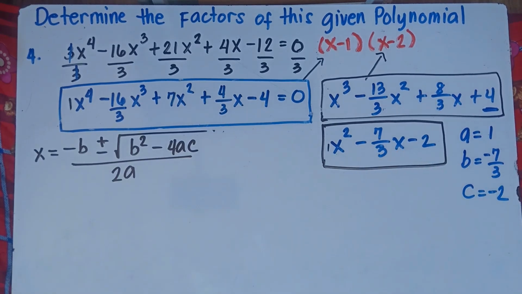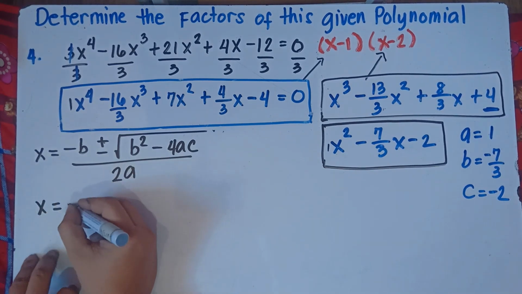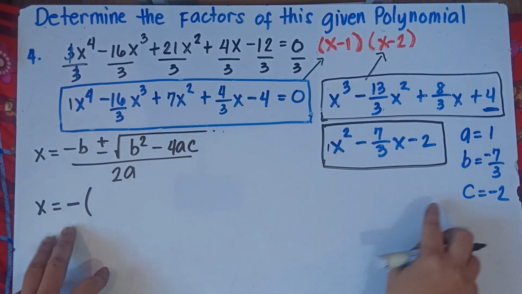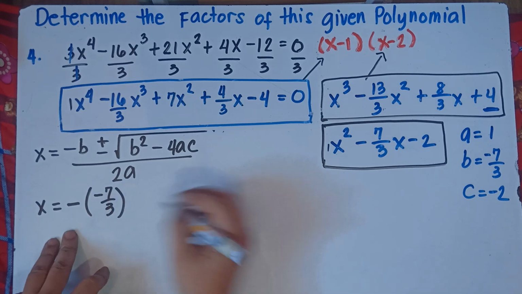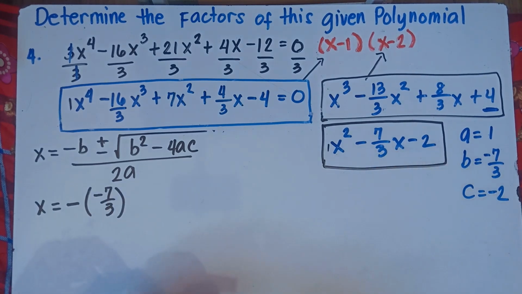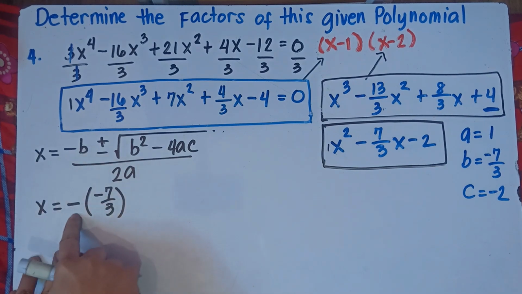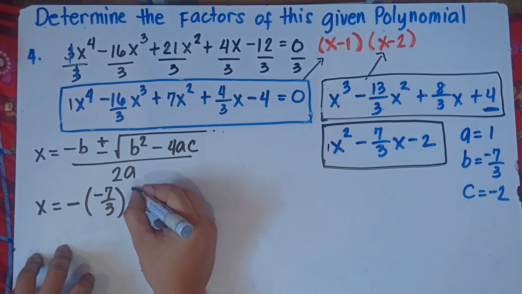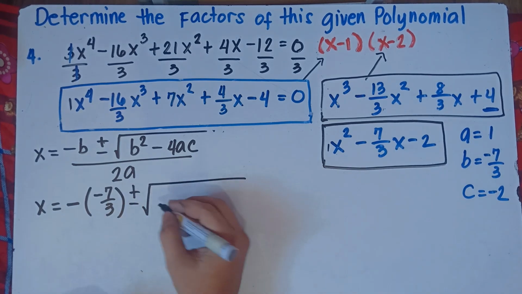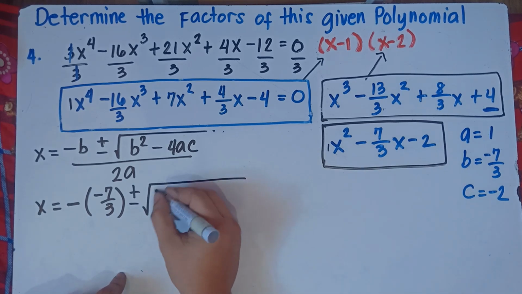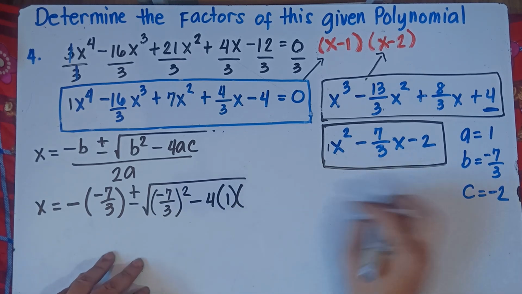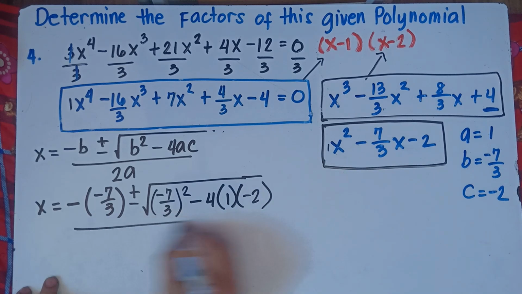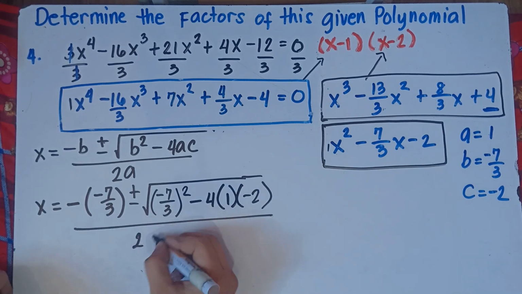Alright, so use the quadratic formula, substitute. This is x equals, copy the negative sign, then your b is negative 7 over 3. Once again, do not be confused why you have two negatives. The first negative came from the formula, and the second negative is the value of b, negative 7 over 3. And plus or minus the square root of, so your b is negative 7 over 3, squared, minus 4 times your a is 1, and your c is negative 2. All over 2 times your a is 1.